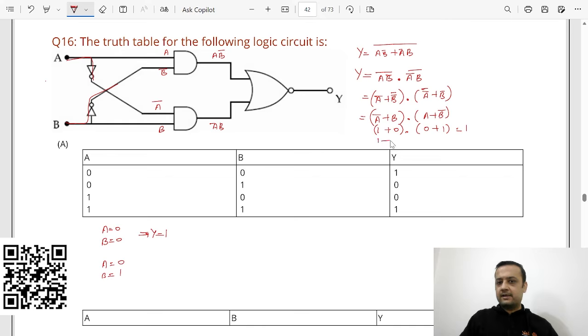A bar will be 1 and b will be 1. Multiplied by a, a is 0 and b bar is 0. So this will be 1 into 0, so it will be 0. So here in this case y will come out to be 0.